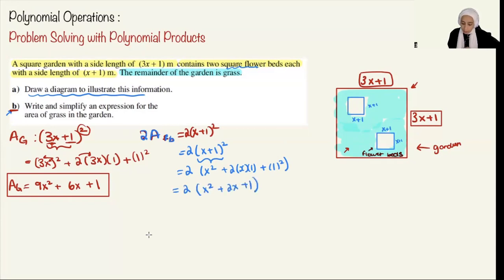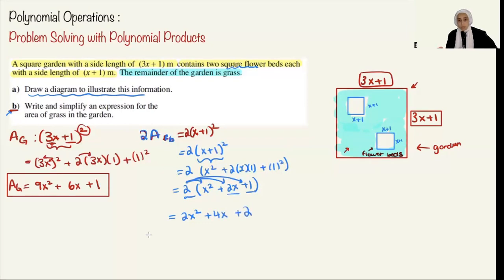And remember, when we had a monomial and then a trinomial or a polynomial, I just expanded by distributing this 2 to all of them. So I have 2 multiplied by x squared, that's 2x squared. 2 multiplied by 2x, that's 4x. 2 multiplied by 1, that's 2.